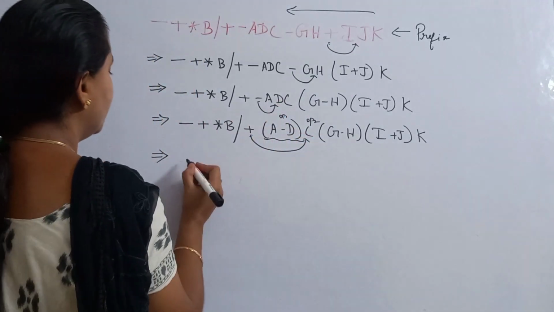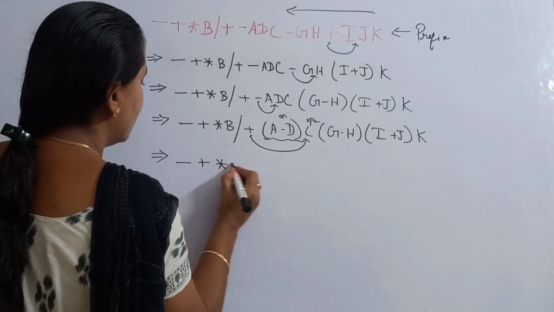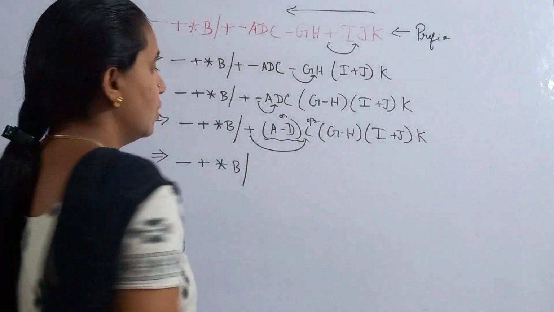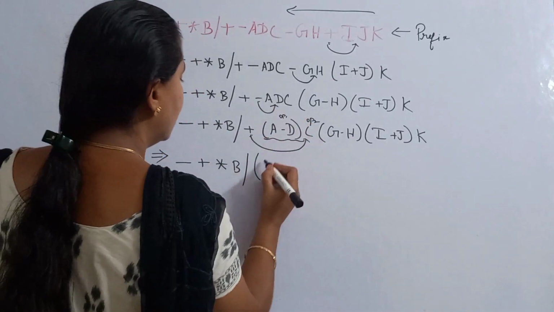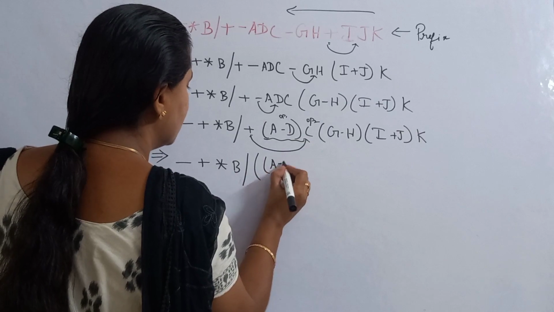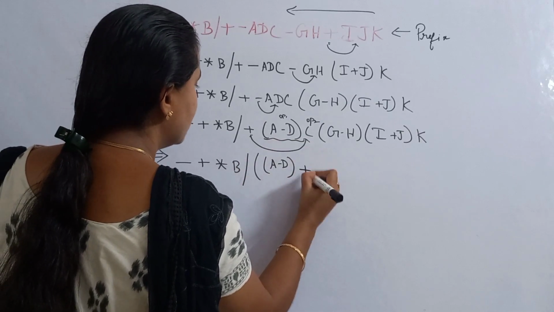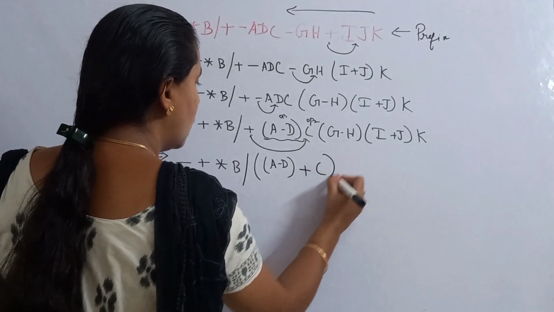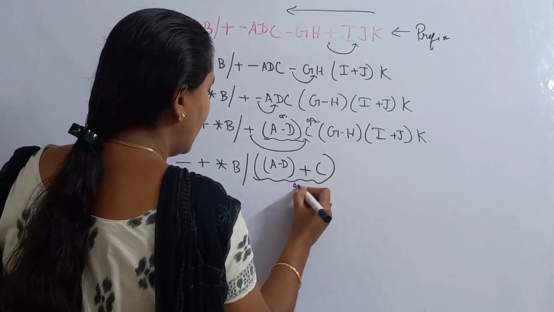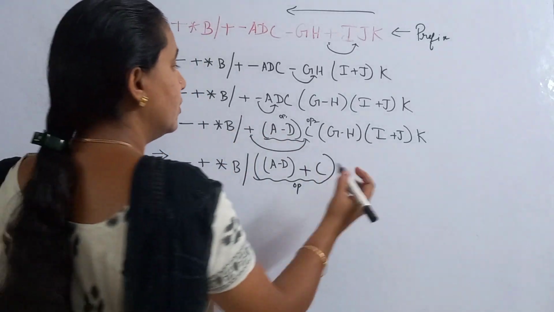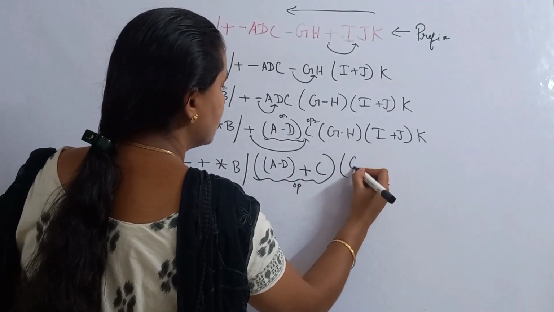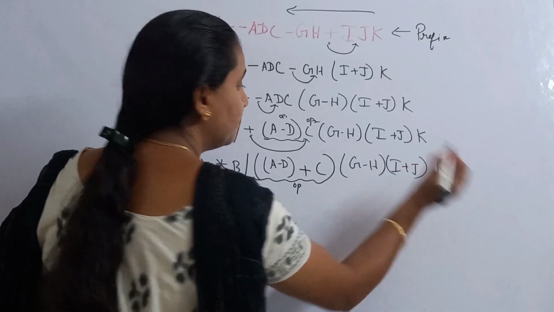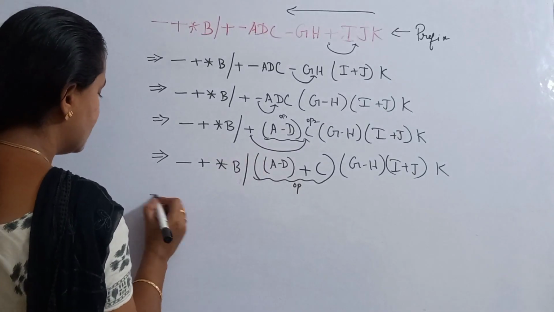Okay, so see how I am going to write. So minus plus star b slash. Here I am going to write, isn't it? So put a bracket, write the expression, first operand a minus d, then plus, can you follow? Then c, isn't it? So now this whole one is now an operand, right? So now take the remaining expression as it is. So g minus h, i plus j and k. Okay. So now we will go for the next step.